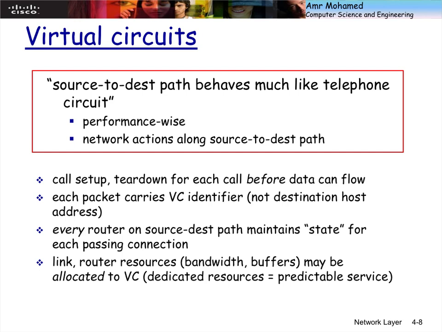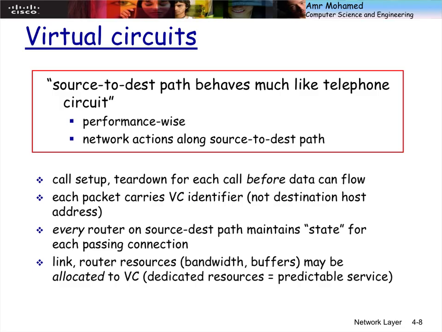So virtual circuits: the source to destination path behaves much like a telephone circuit, but in telephone circuits, we discussed that before in data link, we usually talk about a physical circuit, but not a virtual circuit. Physical circuit means a physical connection between a switch and a switch in the data link layer. Okay? So here we talk also about a call setup and tear down for each call before data can flow. So I have to establish that connection first, and it has to be synchronous to the transmission.